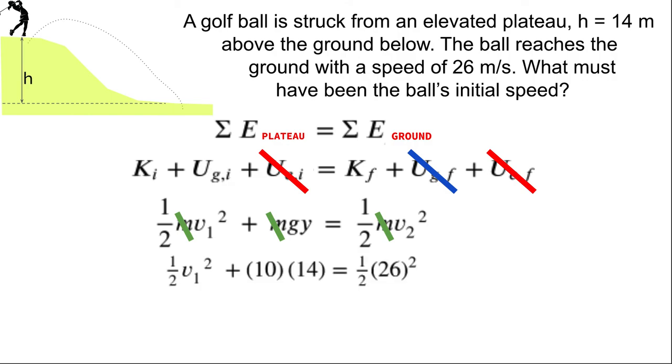Now when we plug in our values, our 14 for the height, our 26 for the speed at the ground, we would end up with a speed of 19.8 meters per second.